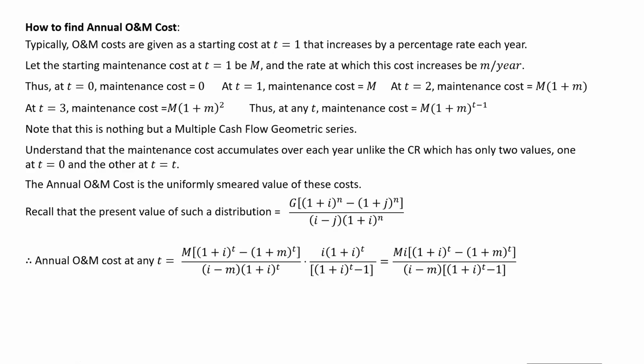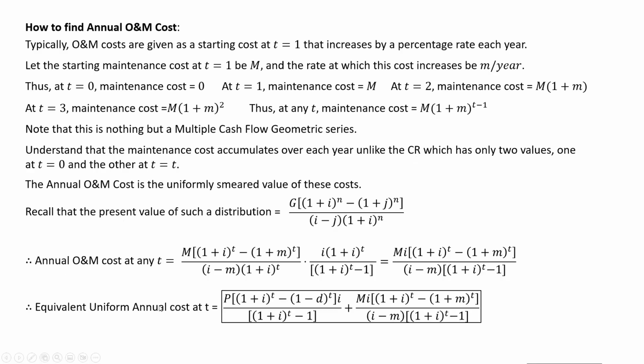Cool. Now, what is the equivalent uniform annual cost at t? Well, you add that CR, the capital recovery cost, and this particular annual O&M cost, and that's how you find the equivalent uniform annual cost, EUAC. This is the formula. I know this formula looks intimidating, but when you think about it, we know where each of these parts came from, right? That's the idea.